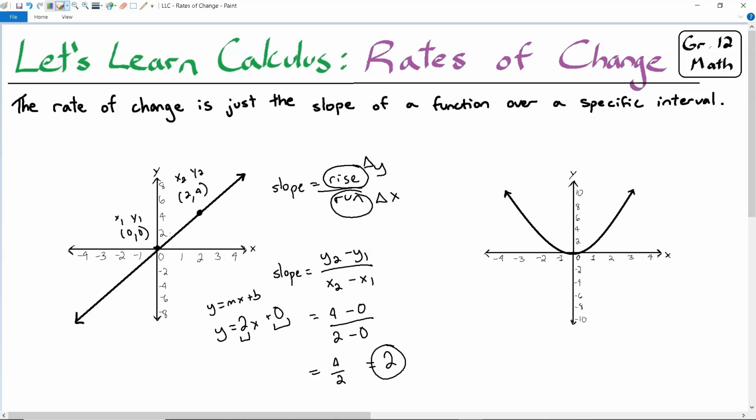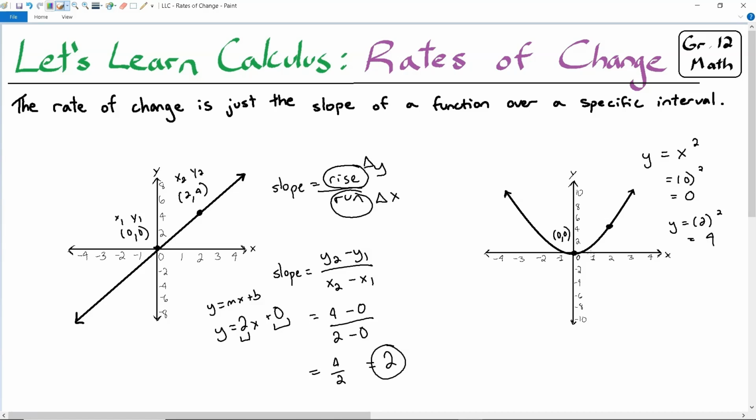The problem is when we're dealing with more complicated functions and we try to apply the same logic, right? Because if I look at this quadratic, which has the equation y equals x squared, if I plug in a 0, I get a y value of 0, which is why our origin is down here. And then if I plug in a 2, I get a 4. So the same 2 points exist on the quadratic as the linear equation.